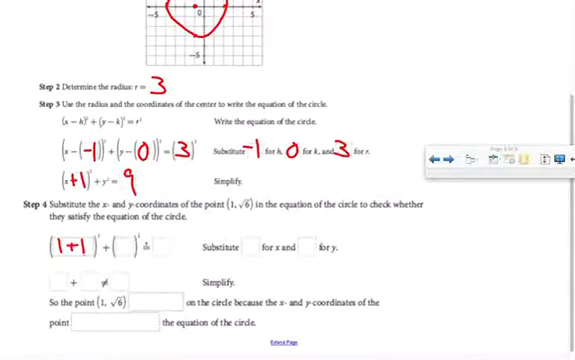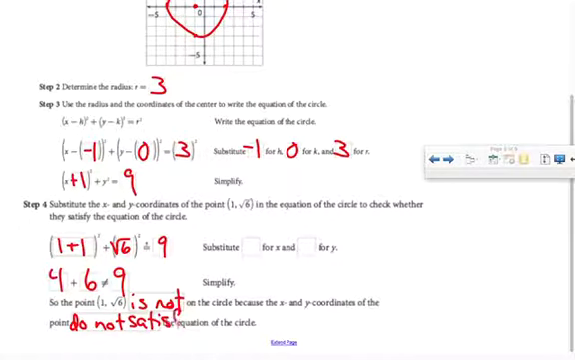So I have (1 + 1)² + (√6)², and I'm checking to see if that equals 9. Well, 1 plus 1 is 2, 2 squared is 4, √6 squared is 6, and the right-hand side I didn't do anything to. Well, 4 plus 6 does not equal 9. So the point (1, √6) is not on the circle because the x and y coordinates of the point do not satisfy the equation of the circle.